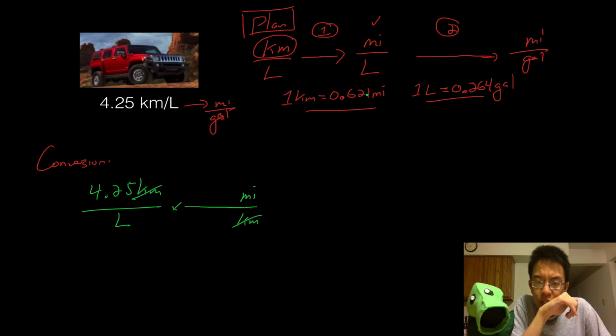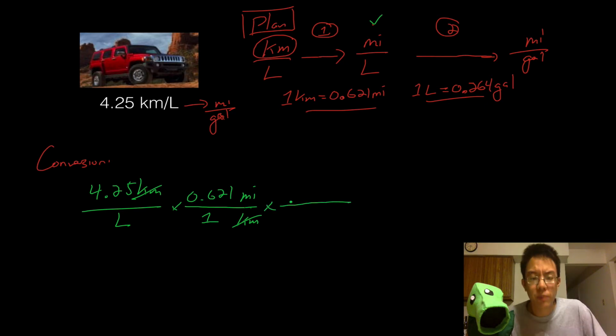Now I plug in some numbers. In 1 kilometer, there are 0.621 miles. I finished step 1, I'm at miles per liter, but I'm not done yet. I'm very tempted to put miles on the bottom because I'm so used to canceling what's not there. But I have to realize, wait a second, miles is what I want, so I don't want to touch that. Miles is done. What I still need to change is the liters down here.